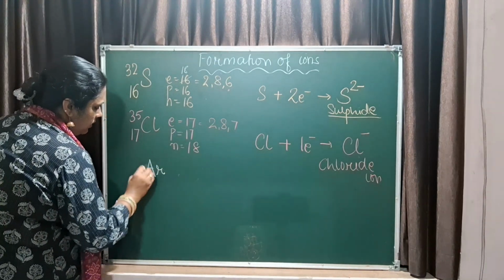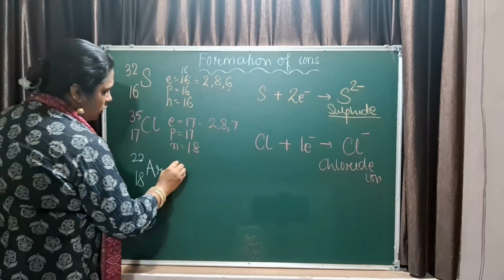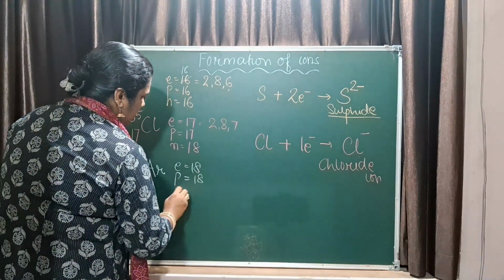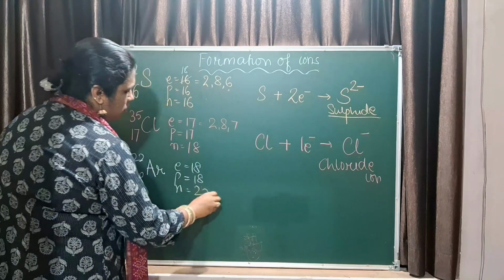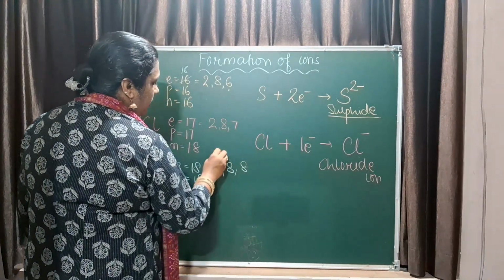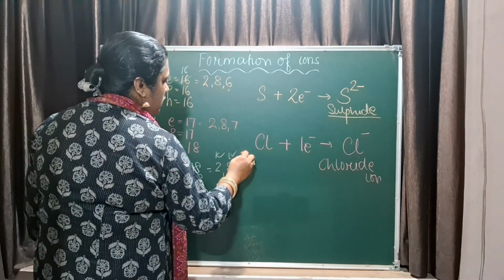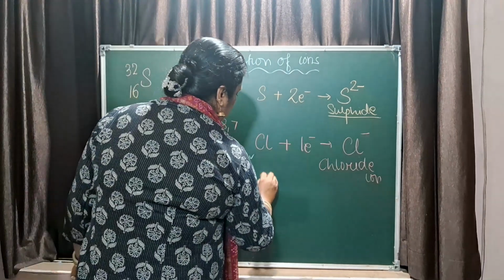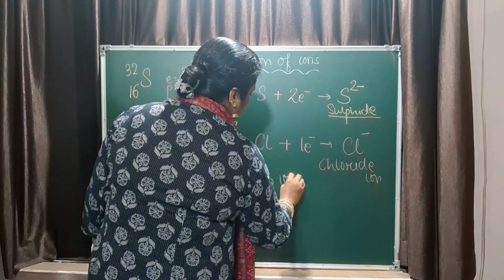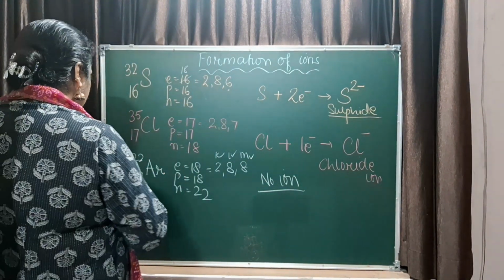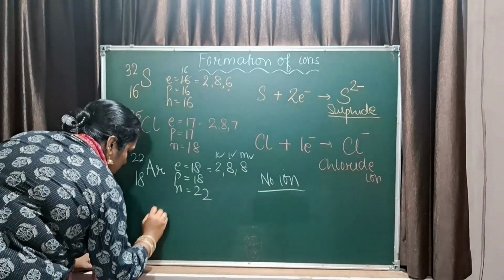Argon 18, 22. So, electrons are 18, protons are 18 and neutrons are 22. So, what is the electronic configuration? 2, 8, 8. K shell is full, L shell is full, now M is also full. In this case, it forms no ions because it is a noble gas. Clear?